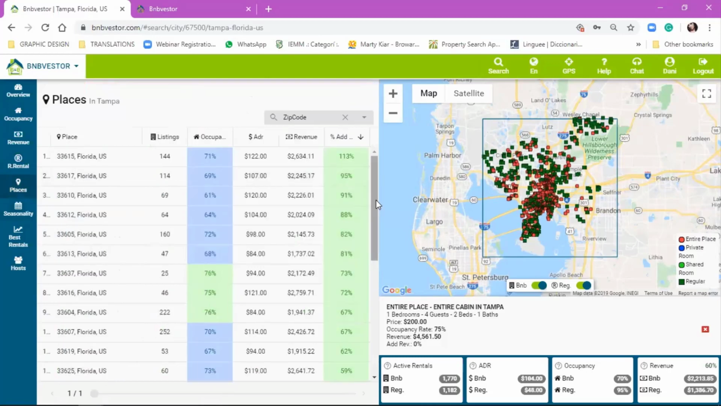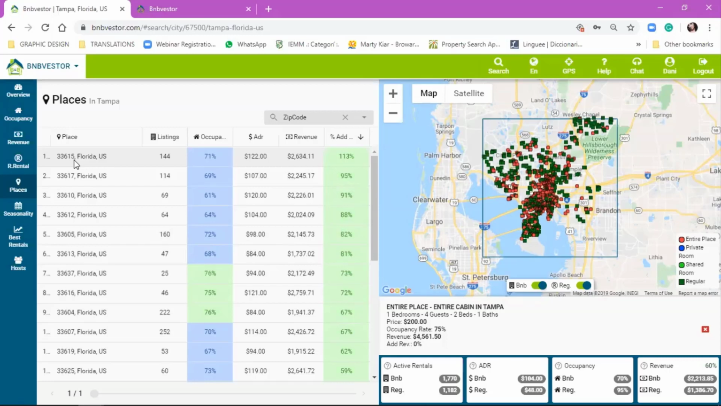Going back into our places icon, I want to show you this new feature, which is the main part of this webinar. So we're looking at this. The top 3 zip codes that we have here are, I'm going to write them down: 33615, 33617, and 33610 are the highest with additional revenue.